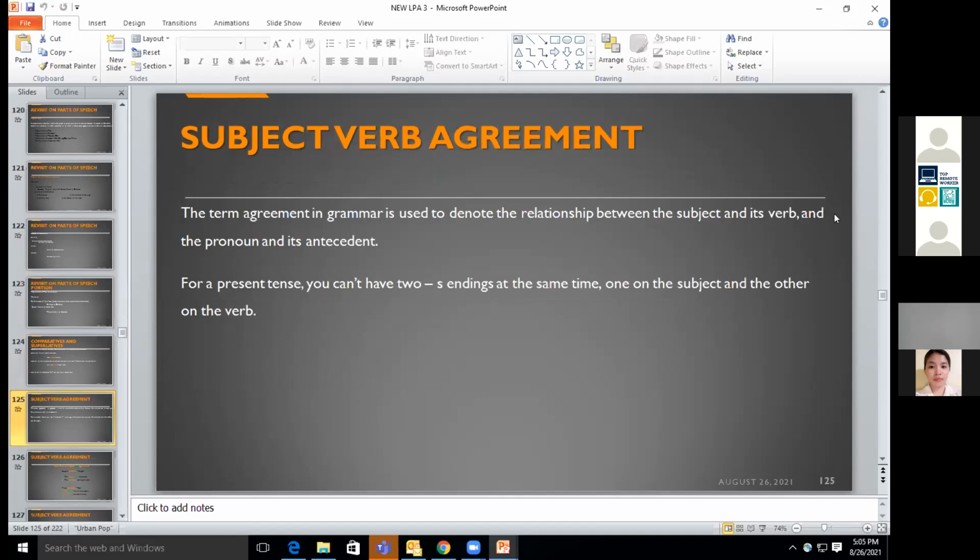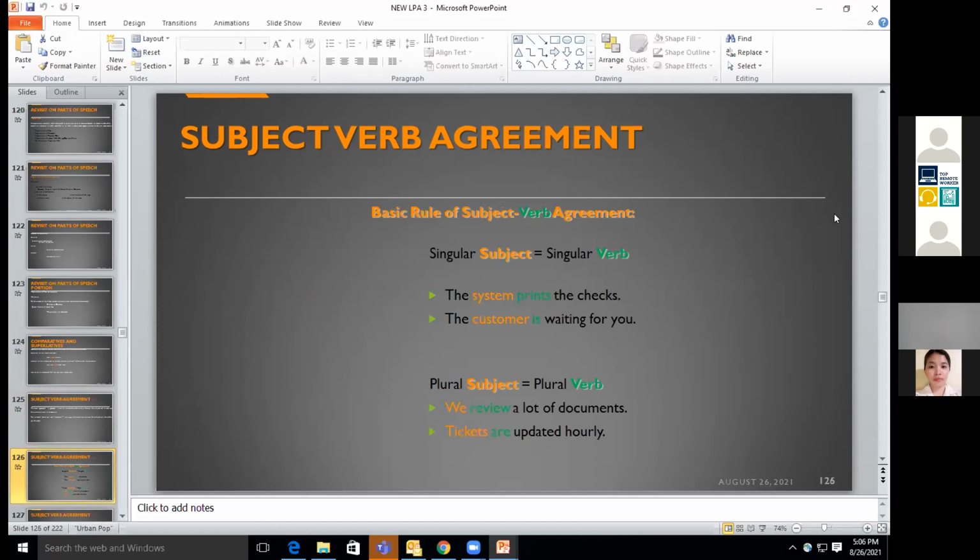Of course, the very famous SVA, or subject-verb agreement. Okay, the term agreement in grammar is used to denote the relationship between the subject and its verb, and the pronoun and its antecedent. For the present tense, you can't have two S endings at the same time, one on the subject and the other on the verb. Okay, as it shows, there can't be two S endings for the present tense. Let's see samples.